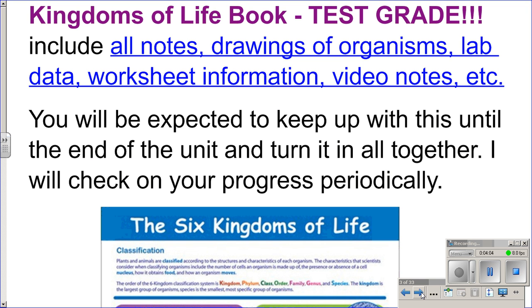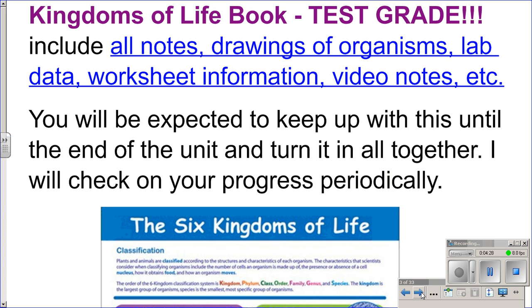So this is going to be called the Kingdoms of Life book. As you go through this unit, you're going to add everything to this. That is notes, drawings, and whenever we get to drawings of organisms and labeling the features, characteristics, and anatomy of them, and even labs or worksheet stuff, okay? So this is going to be an all-inclusive little book of everything kingdoms related, okay?